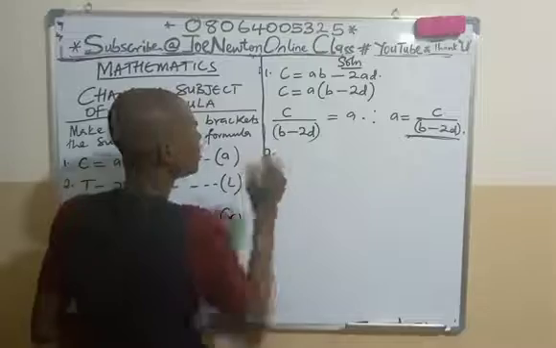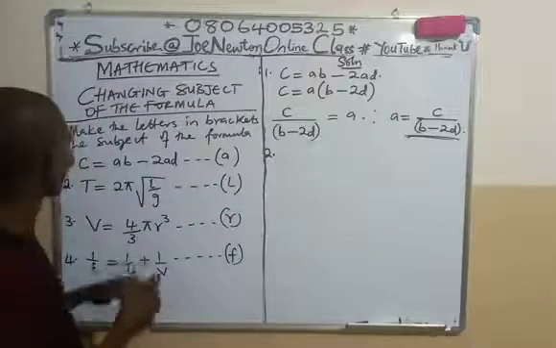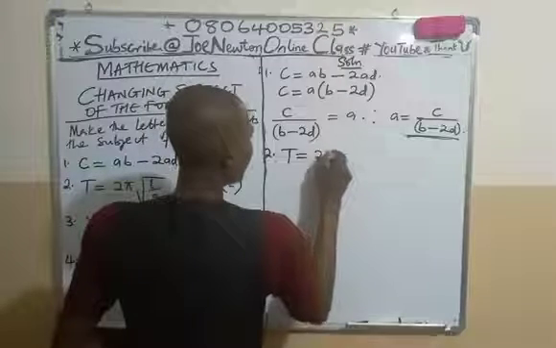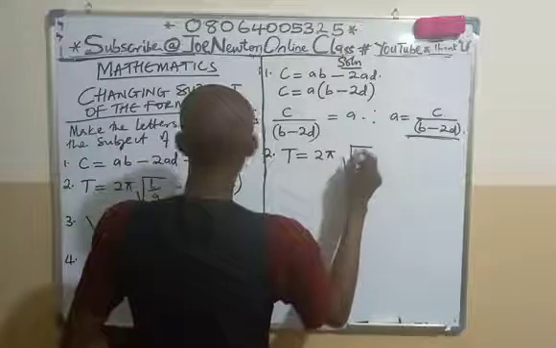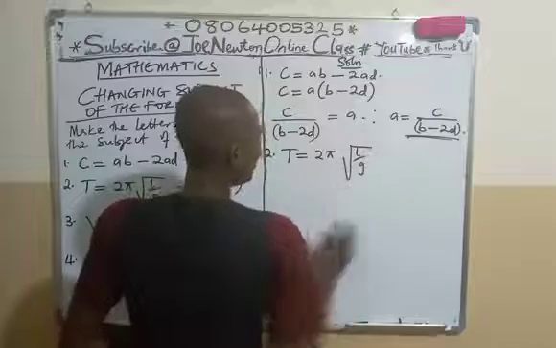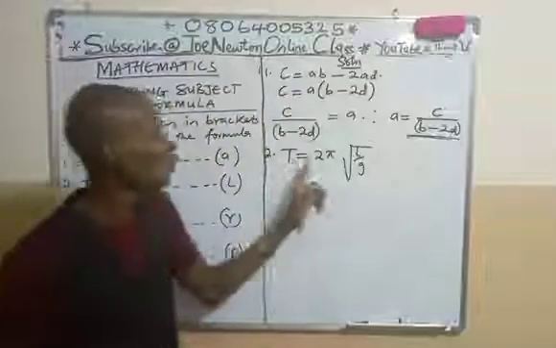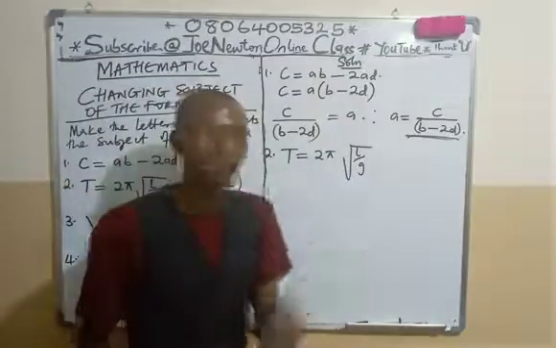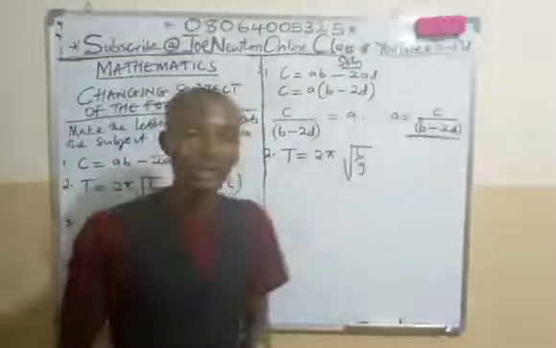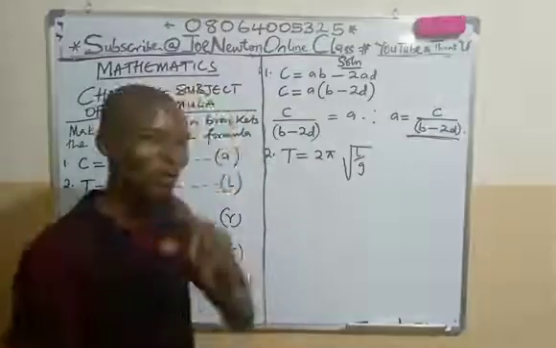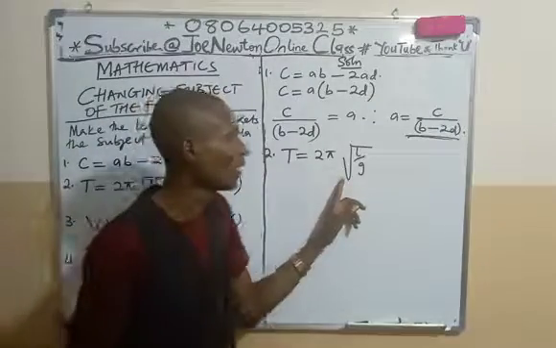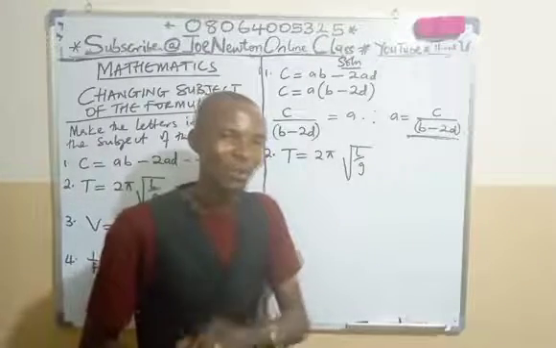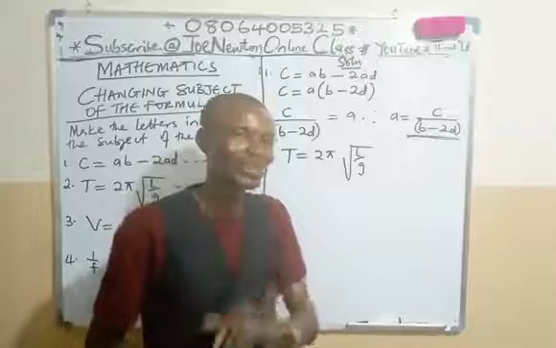The number two question gives us T is equal to 2 pi root L over G. Here we have that T is equal to 2 pi root L over G, and we are expected to make L the subject of the formula. Here T is already the subject. So very simple. The first thing we do here is, this is square root. This square root will be cleared first. After clearing the square root, we clear the fraction. Then we continue the operation.